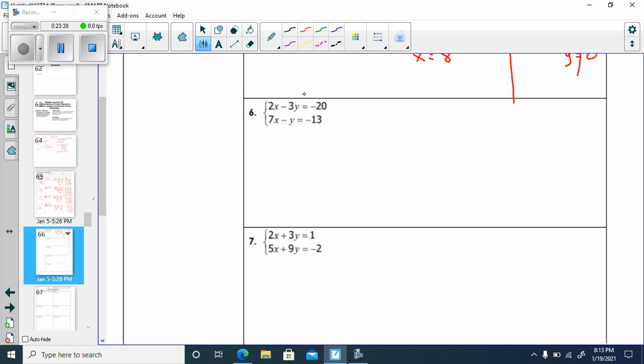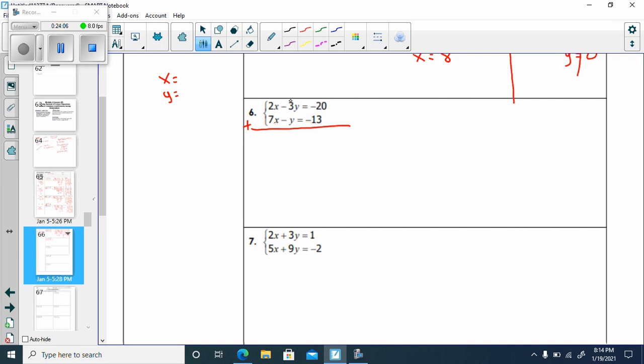Now, let's look at number 6. Let's try that one. Remember, do I have x is equal to or y is equal to? No, so I can't use substitution. I'm going to have to use elimination. I'm going to have to eliminate one of these variables. 2 and 7. Can I multiply either one of those by something? Can I multiply 2 by anything to get 7? No. Can I multiply 7 by anything to get 2?